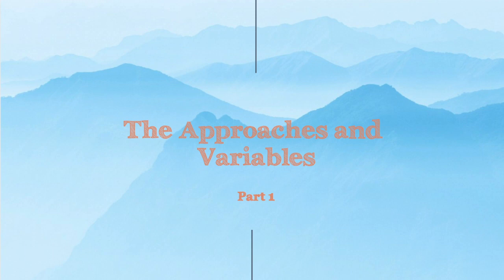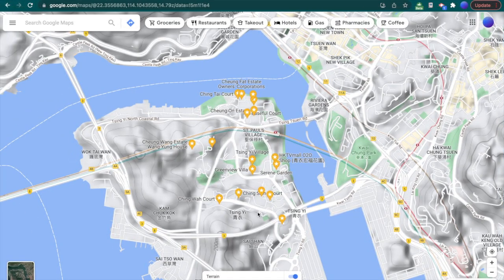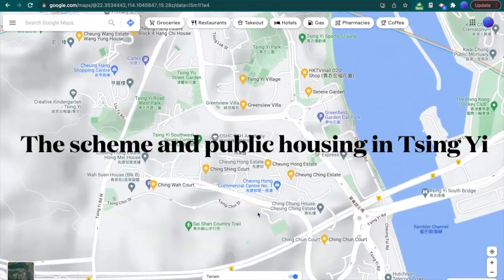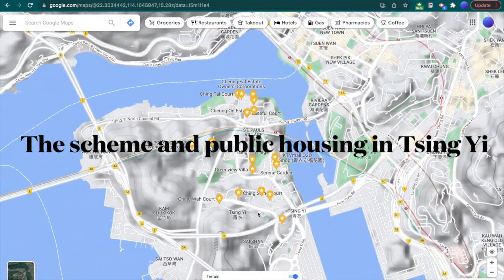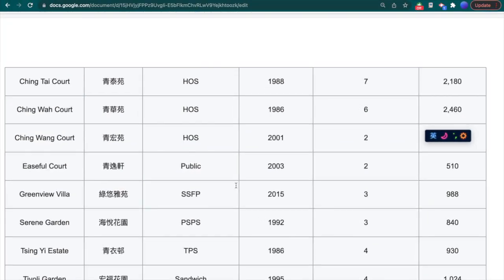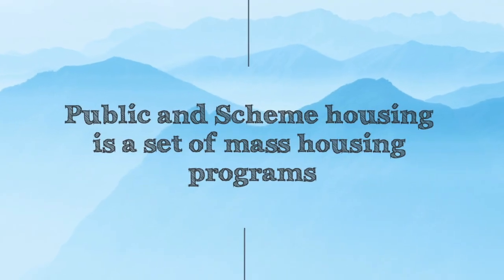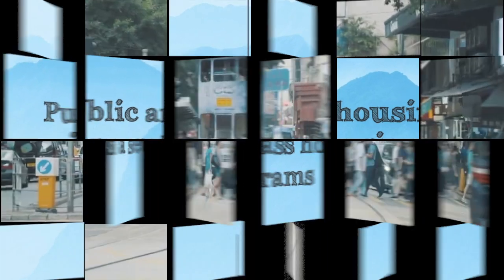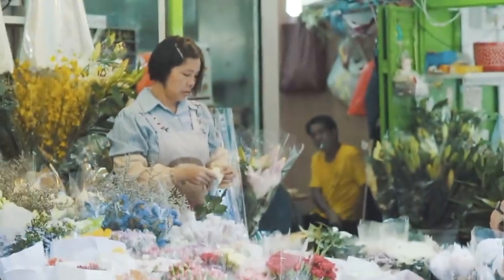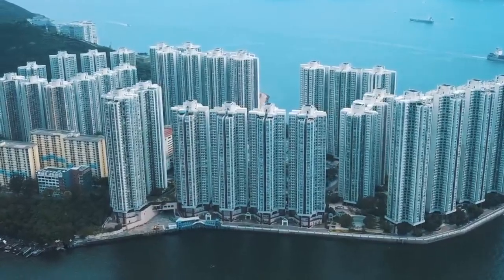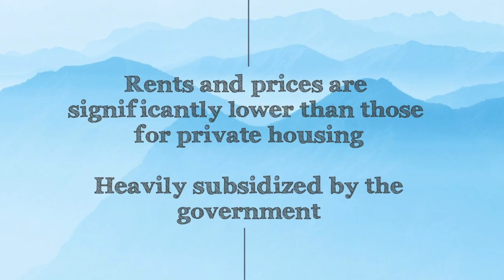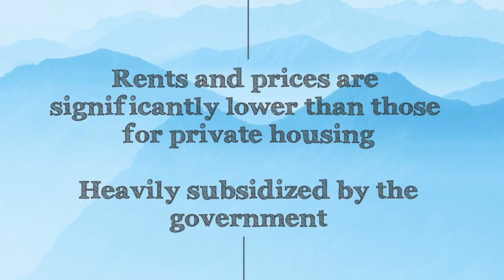When evaluating this question, we will first need to take a deeper view of the two approaches and define my two key variables. In this video, the critical government interventions I will be focusing on are the scheme and public housing in Tsing Yi developed during the past decades, as shown in the table, including 17 estates and more than 40,000 units. Being one of the critical solutions to the housing inequality issue in Hong Kong, according to the Housing Department, public and scheme housing is a set of mass housing programs. Through applications, lower income residents can get affordable housing where the rent and prices are significantly lower than those for private housing and are heavily subsidized by the government.